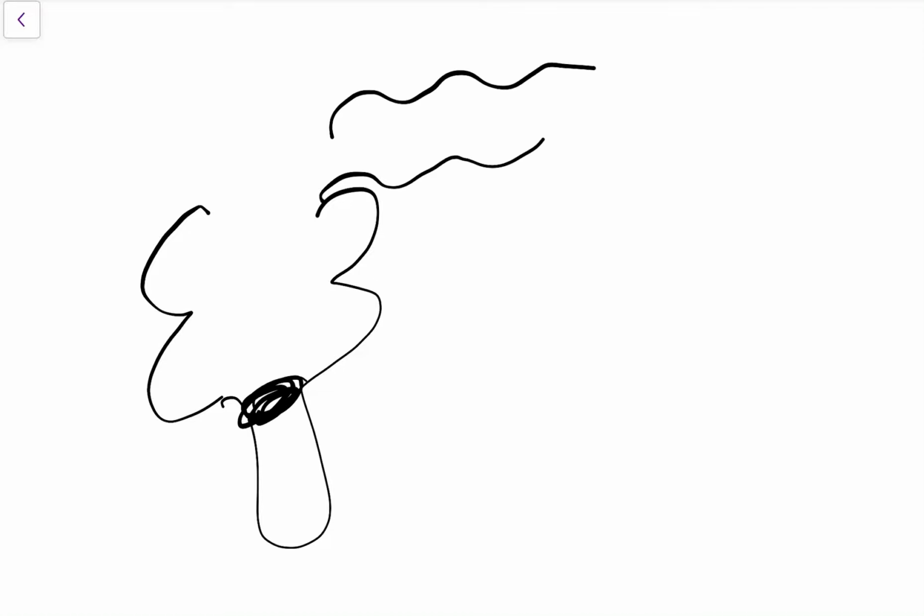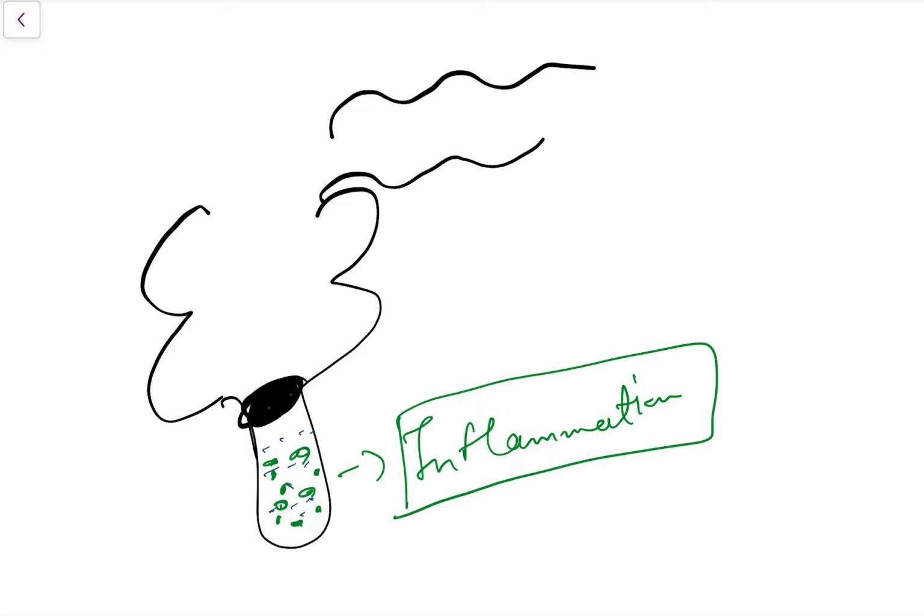If there is some obstruction of the lumen of the appendix, what will happen is there will be fluid collection, and this fluid collection will be infected by the bacteria, mostly anaerobic bacteria, and there will be inflammation, and this inflammation will lead to appendicitis, right?